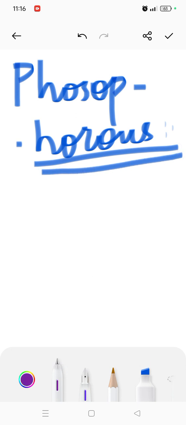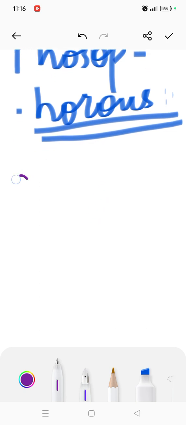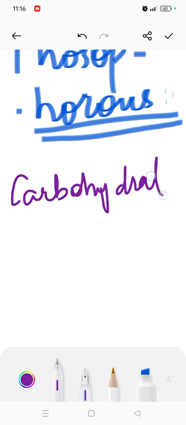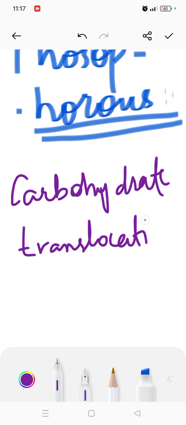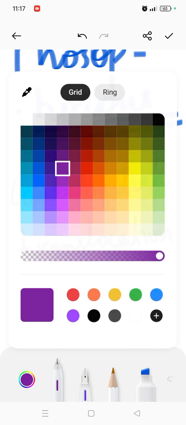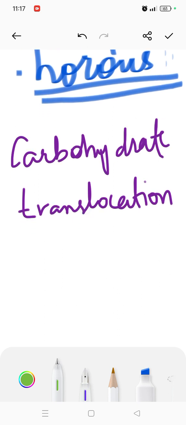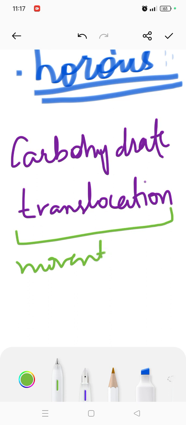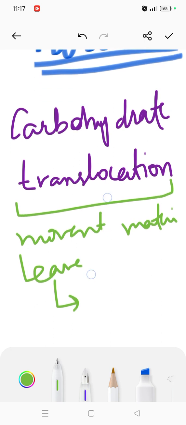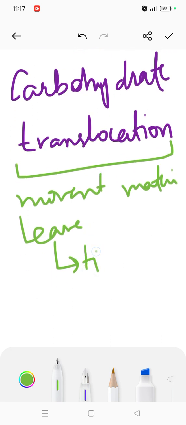Okay, so let's start. The first thing, which you might not find in the book as well, is carbohydrate translocation. This word translocation, just don't get scared. For sure I'll explain the meaning of this word. This word simply means movement, like any movement of any material. So I'm writing: movement of material from leaves to another part or another tissue throughout the plant.